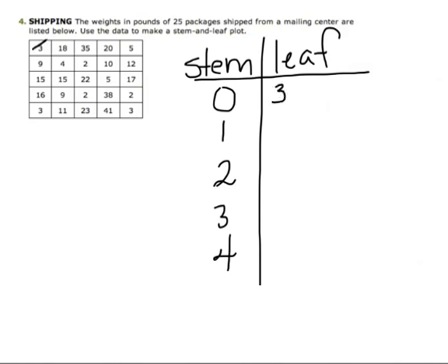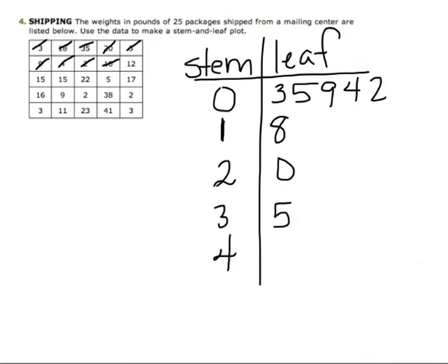Just kind of mark it off. 18, I've got the 1 already in the tens place because that's the stem. So I'm just going to put an 8 over here for the leaf. 35, again I've got the 3, I'm just going to put the 5. 20, put a 0 because I already got the 10. 5, 9, 4, 2, 10, because the 1 is in the tens place, 0 in the ones place. 12, I got 15 twice.